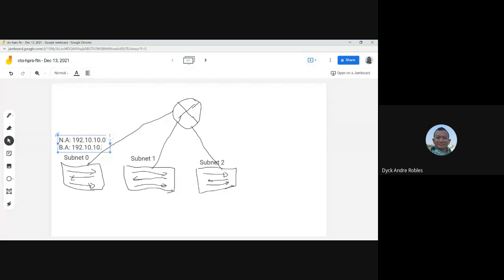Take note, in computing, we count 0 as having a value. So meaning, 192.10.10.0 is having a value in here. It has a value, we consider it as part of the range. So it is part of the 16 IP addresses. So, what is our 16th? If 0 is part of the 16 IP addresses.